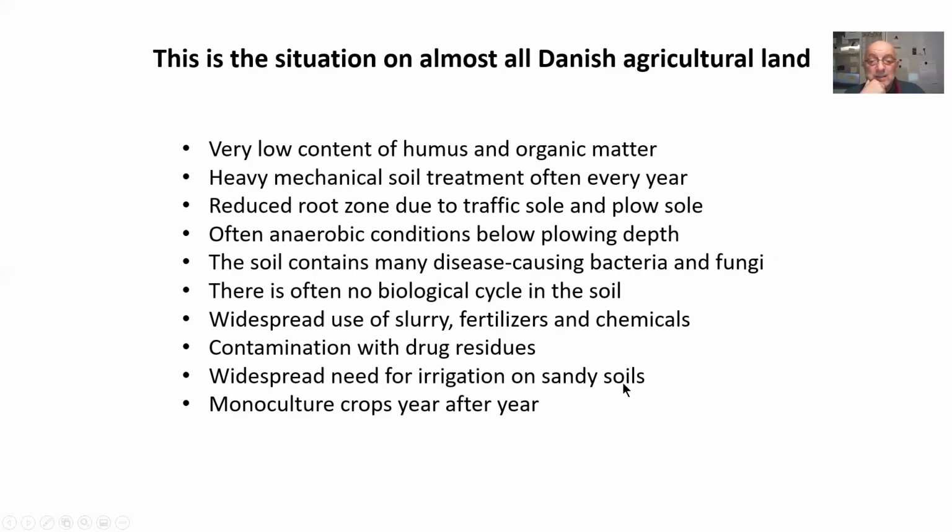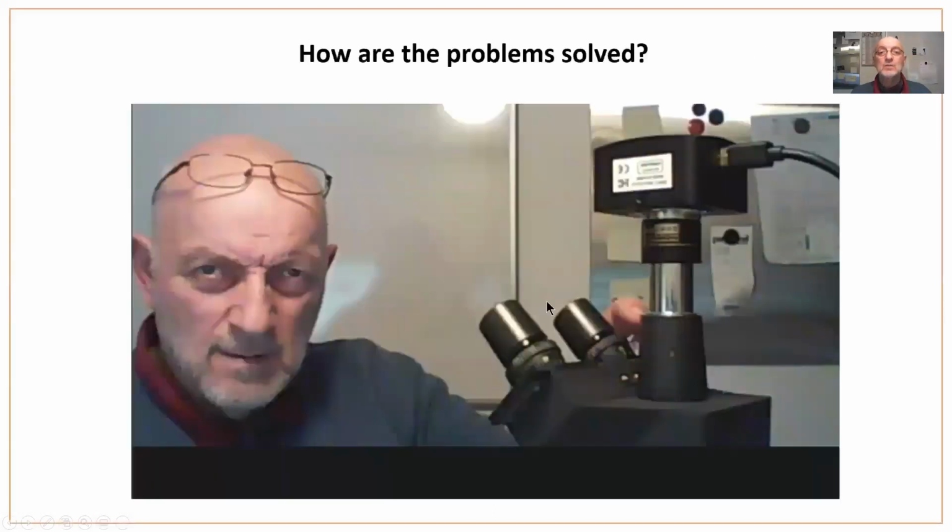Widespread need for irrigation on sandy soils. Sometimes, some years when we don't have too much rain in the spring, crops are just coming out of the ground, and then we have to start irrigating. Of course, it is because of this problem with very little soil growing. And this is one of the things we have to solve. Monoculture year after year.